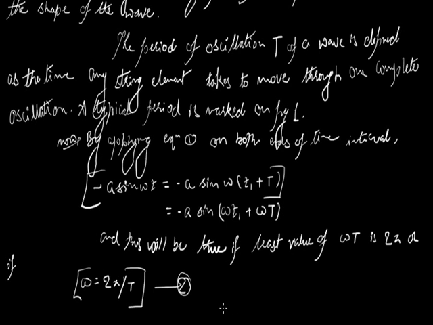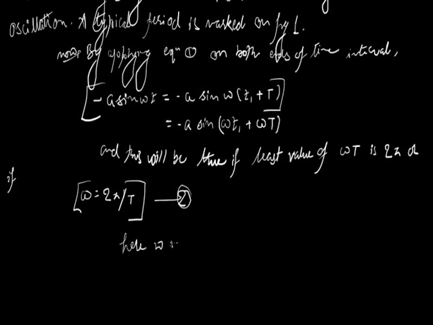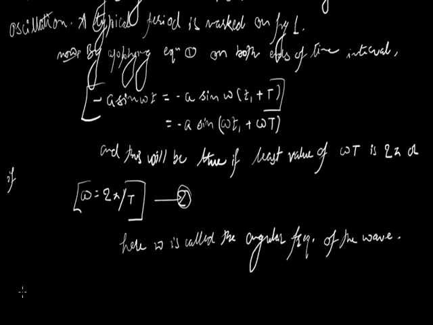Here omega is called the angular frequency. This is different from the regular frequency of the wave, and its SI unit is radian per second. So that's all for today.